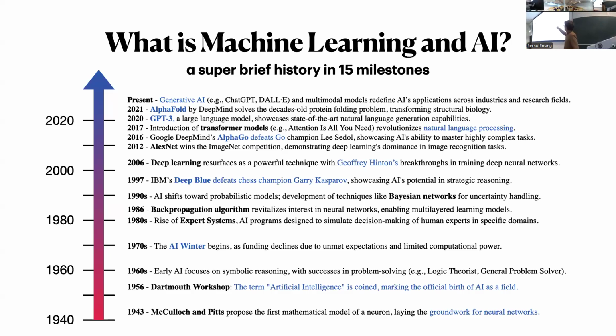Deep learning emerged as a powerful technique with Geoffrey Hinton, with breakthroughs in training deep neural networks. Before, in 1997, maybe you remember, IBM's Deep Blue defeated chess champion Garry Kasparov, and it showcased AI's potential in strategic reasoning. Mind you, that was not machine learning. That was just code following rules, but it didn't get better by playing more games, okay? It was all hard-coded. If this is the situation, then do this, etc. This still counts as AI, but it's not machine learning.